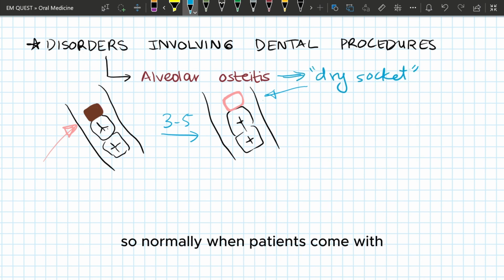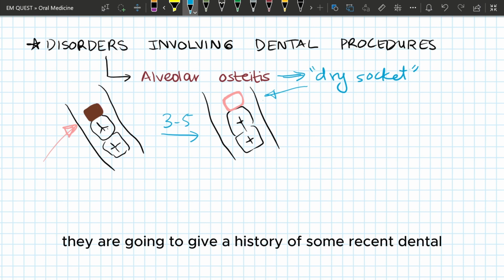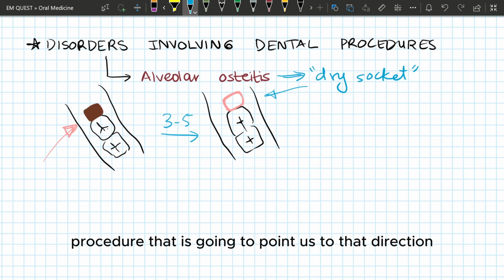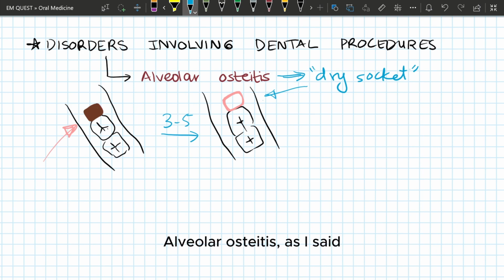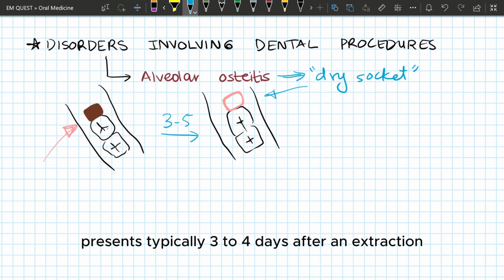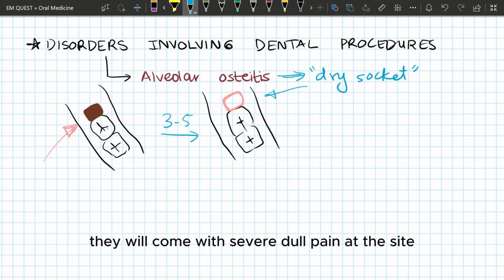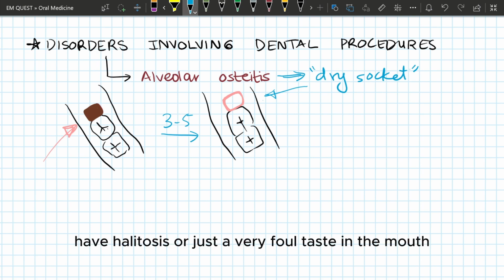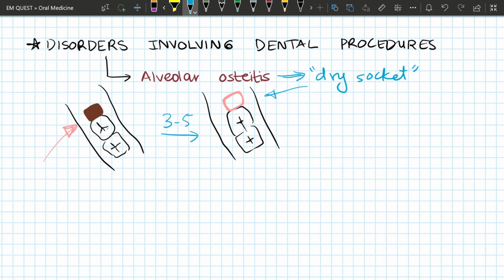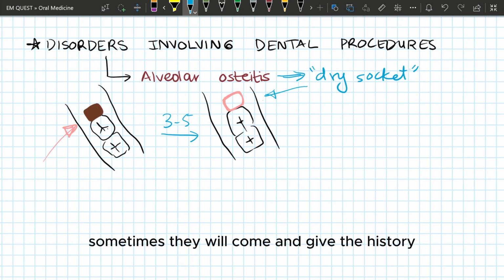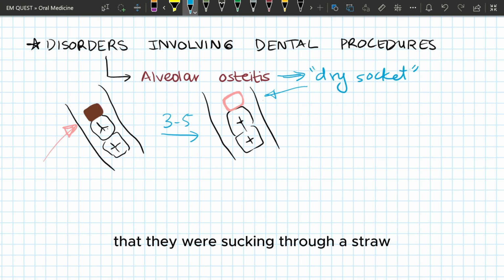Normally when patients come with complaints after a dental procedure, in their history they are going to give a history of some recent dental procedure that is going to point us in that direction. Alveolar osteitis, as I said, presents typically 3 to 4 days after an extraction. They will come with severe dull pain at the site, and sometimes they can have halitosis or just a very foul taste in the mouth. Sometimes they will give the history that they were sucking through a straw or picking at it with a toothpick, which caused the clot to get dislodged.